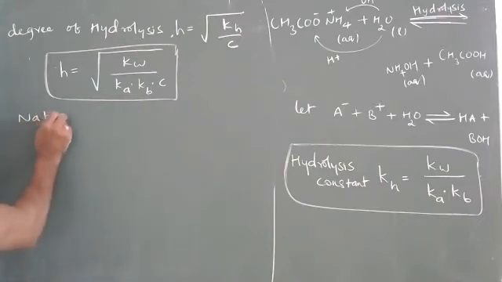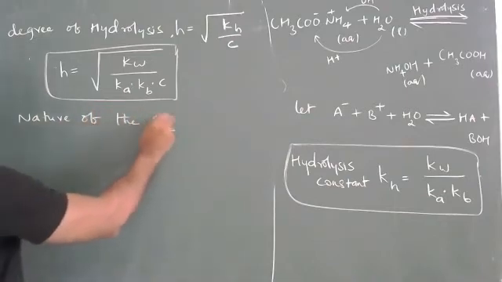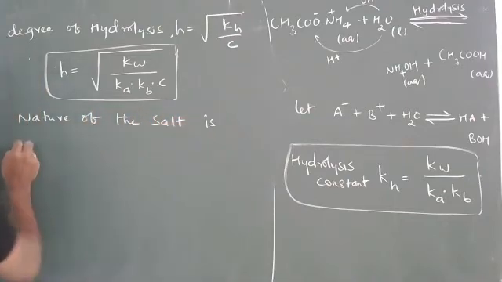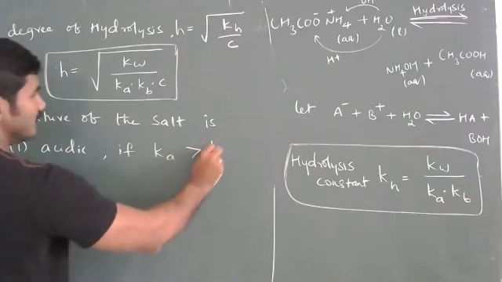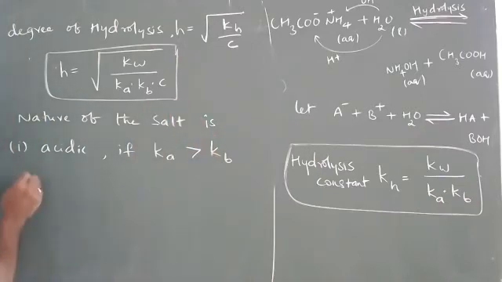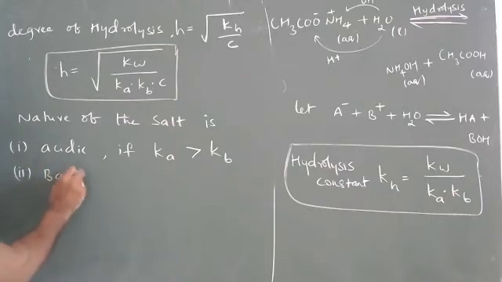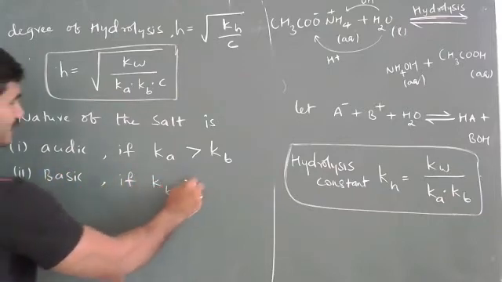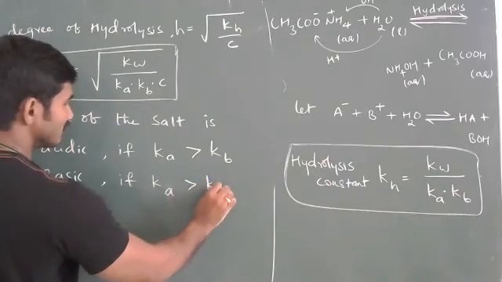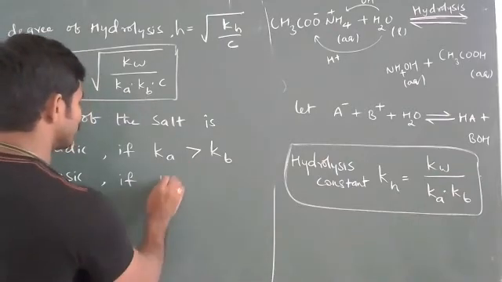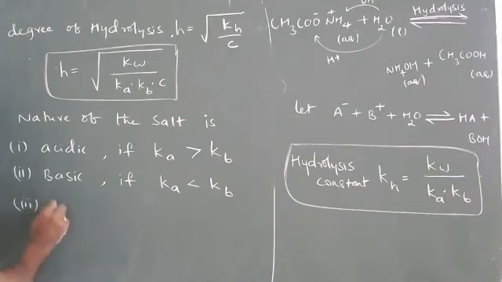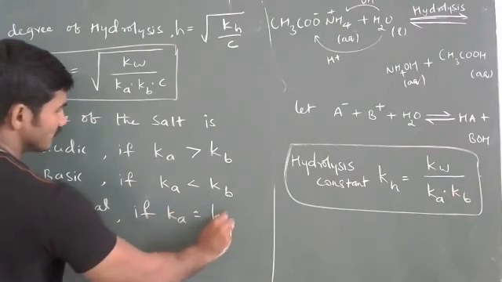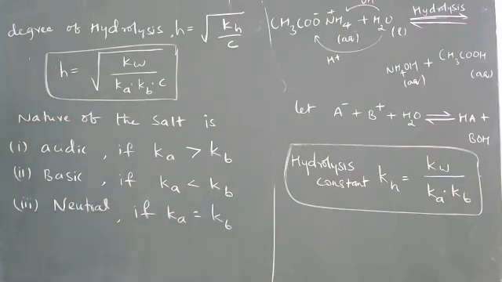Now, nature of the salt is acidic if Ka greater than Kb. If Ka greater than Kb, acidic. Basic if Ka less than Kb. So it may be neutral also. It may be a neutral solution also if Ka is equal to Kb. Understood?